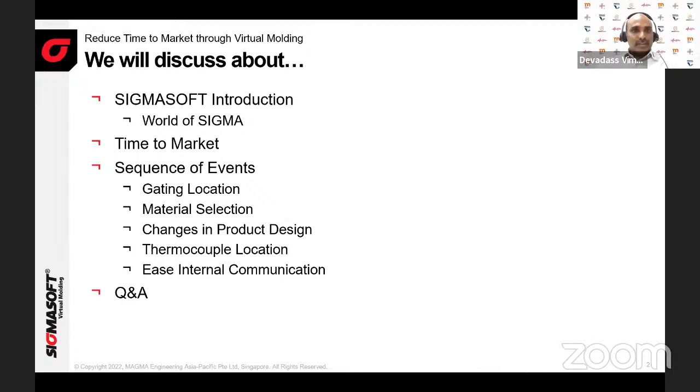What I'm going to do here is introduce Sigmasoft to you very briefly. After that, we will see what time to market is. Then we will see a sequence of events, such as the gating location and material selection, and some of the things to optimize or to release the product to the market at a faster stage. After that, I will be here to take your questions, so feel free to send your questions through this Q&A room.